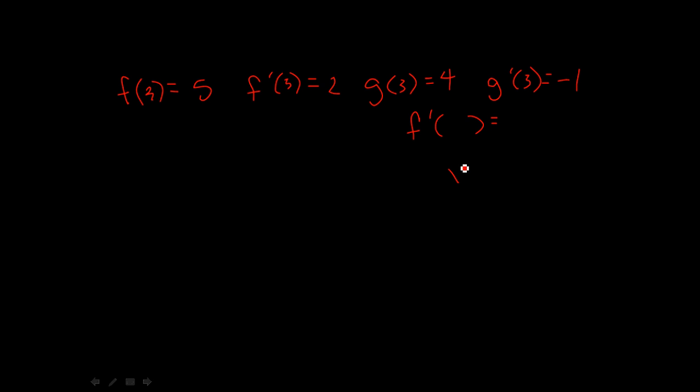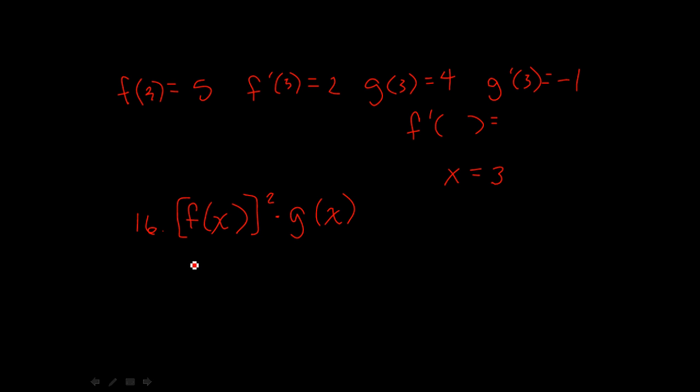And we're going to find the derivative in this case at x equals 3 instead of at x equals 2, like he's saying in the problem. So 16, I'm going to say f of x squared, just to make it a little bit different, times g of x.